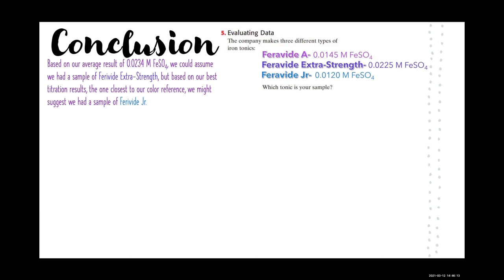But if we want to go based on our best titration results, the one that was closest to our color reference, we might suggest that we had a sample of Ferrovide Junior. And I happen to know the actual molarity of the iron 2 sulfate solution. And I will tell you, our closest titration was by far our most accurate. We were very, very close.